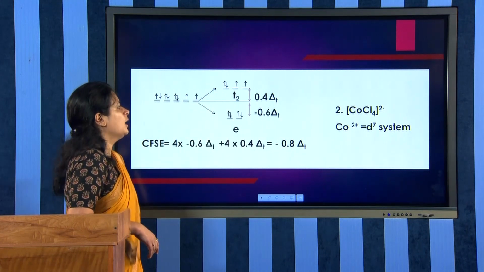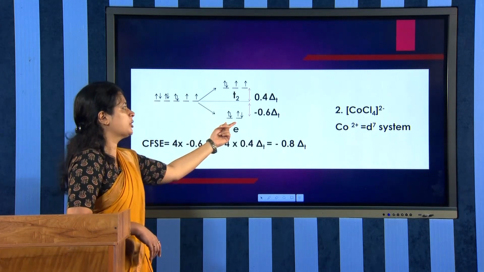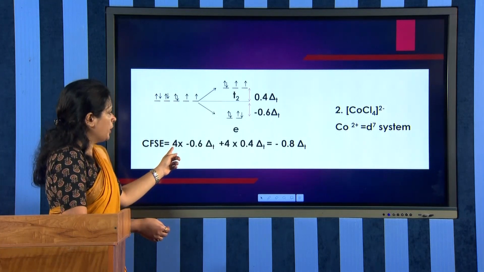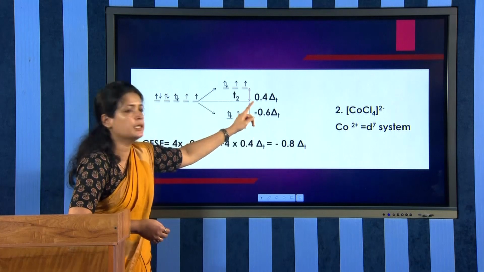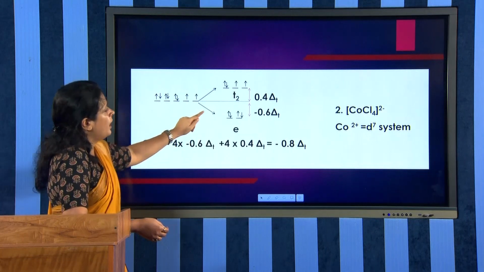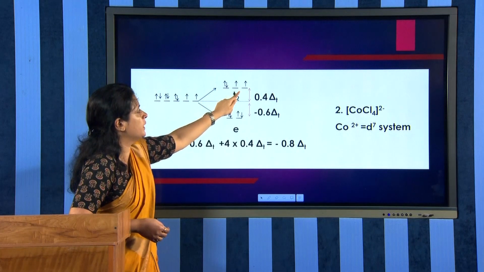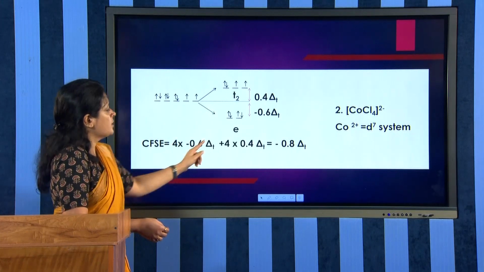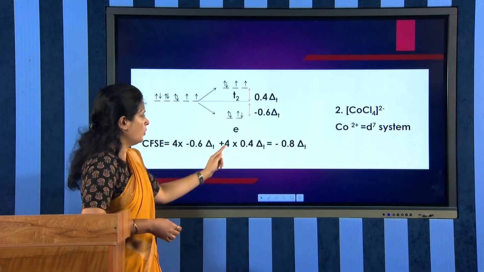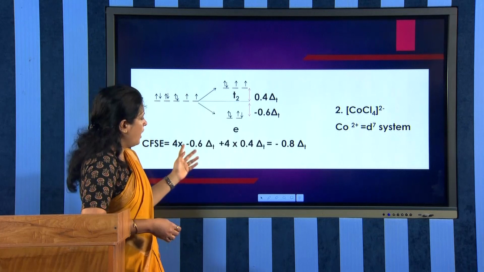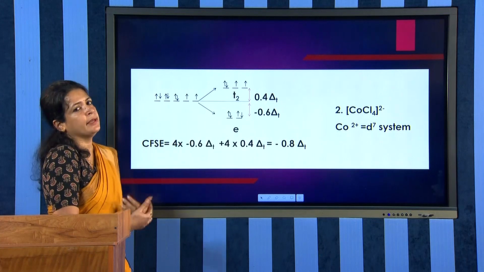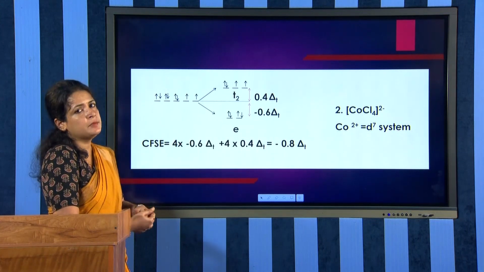So, this is the case, and now we can calculate how many electrons are there in the E orbital. We have 4 electrons, 1, 2, 3, 4. So, 4 into the stabilization energy, which is -0.6 delta T. So, 4 into -0.6 delta T. And how many electrons in the T2? We have 1, 2, 3, 4, 4 electrons in the T2 also. So, 4 into the destabilization energy, which is 0.4 delta T. So, 4 into 0.4 delta T. After summing up, you will get the answer as -0.8 delta T. This is the way to calculate the CFSE of NiCl4 2-.